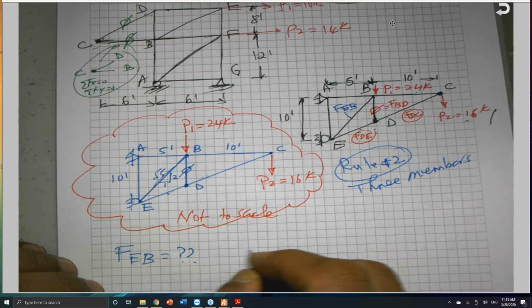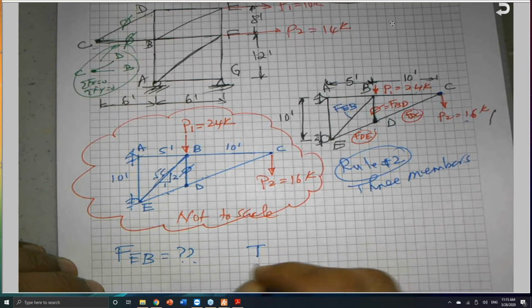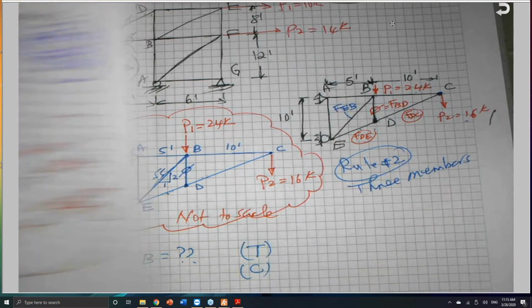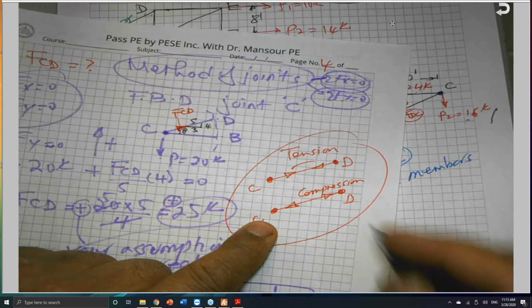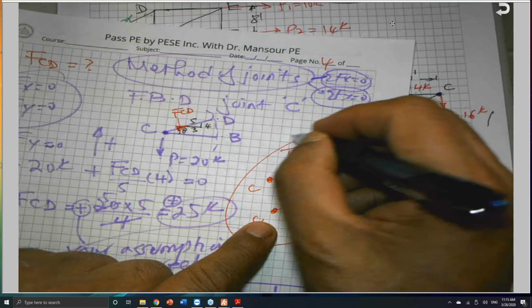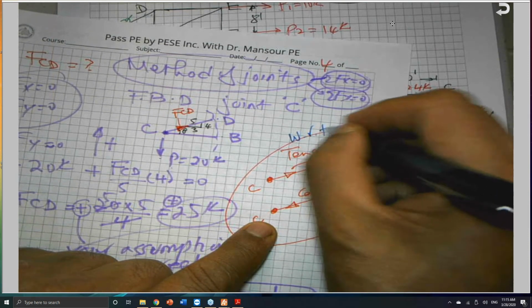And again, always indicate tension or compression. Always. And the rule, as I told you, this sign convention here, is with respect to joints. With respect to joints.